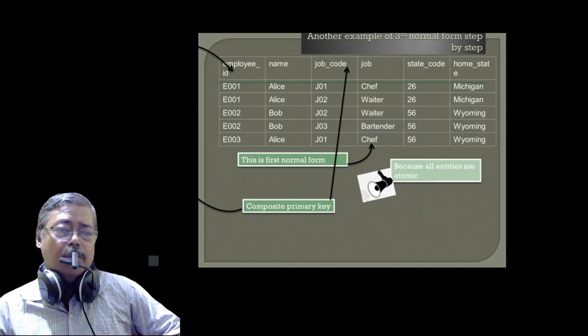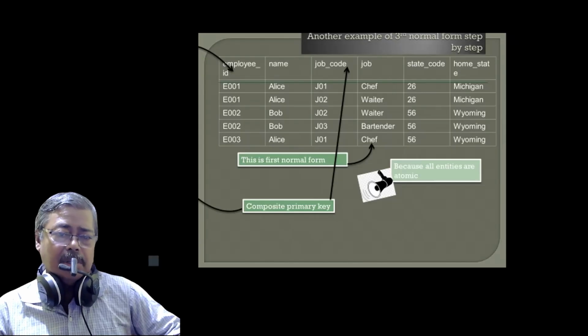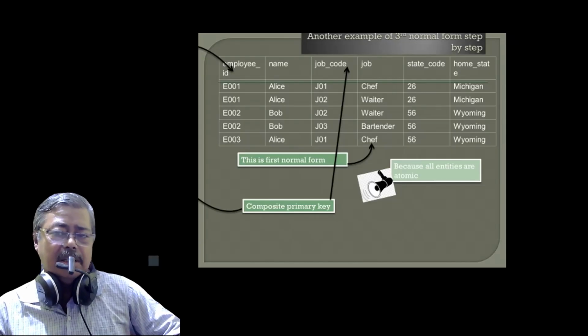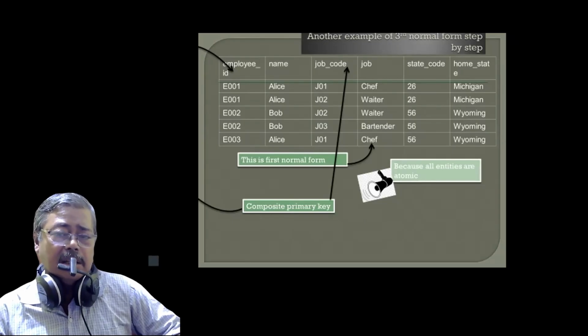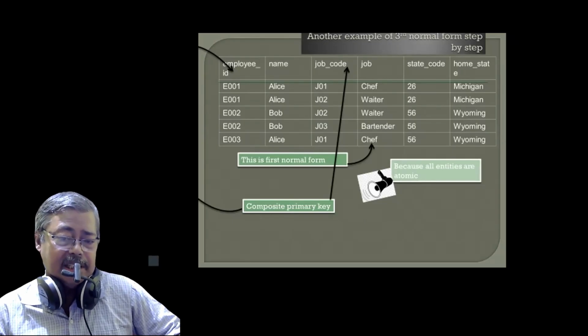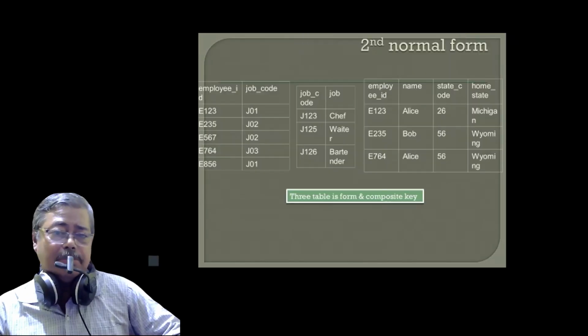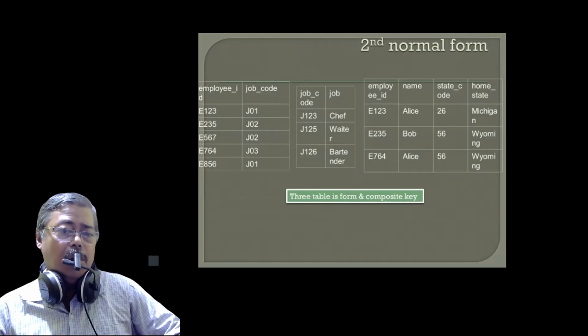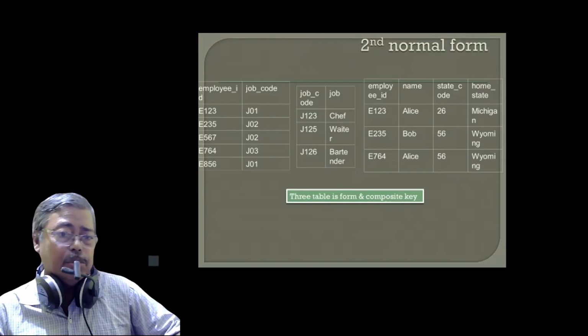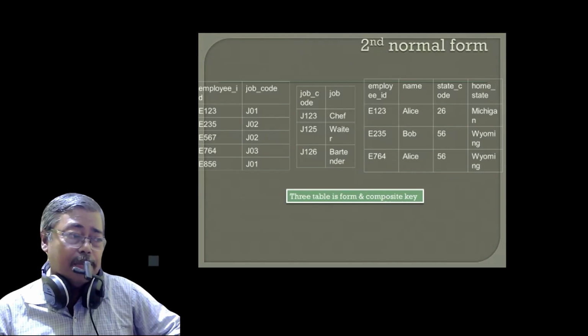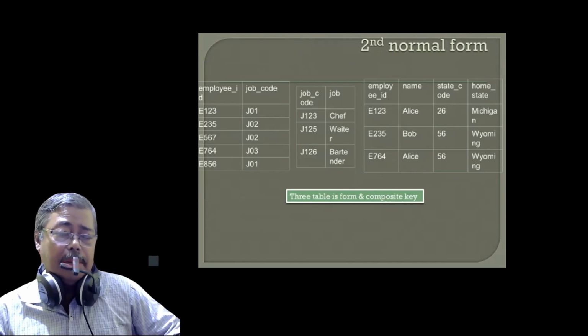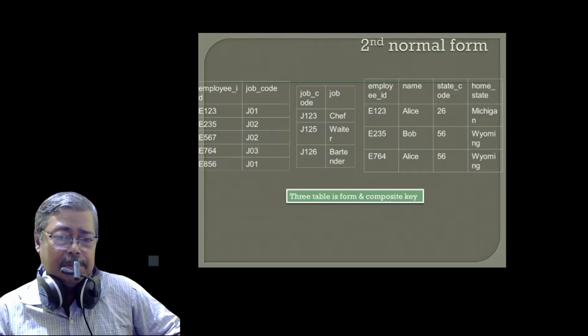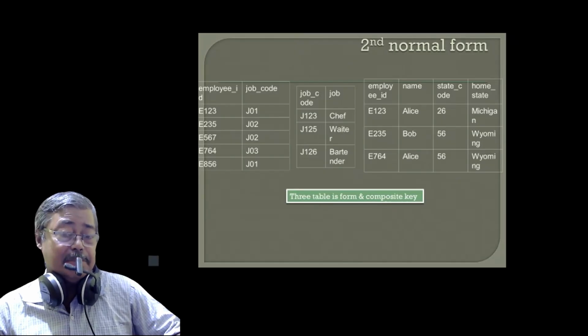This table shows six columns and rows. This table has transitive dependency. How is this transitive dependency possible here? This is the first normal form, which shows no composite dependency. But at the second normal form, we have created three tables: one table containing employee ID with job code and job, another table, and a third table with employee ID, name, state code and home state. This is the formation of the three tables, but transitive dependency is present.